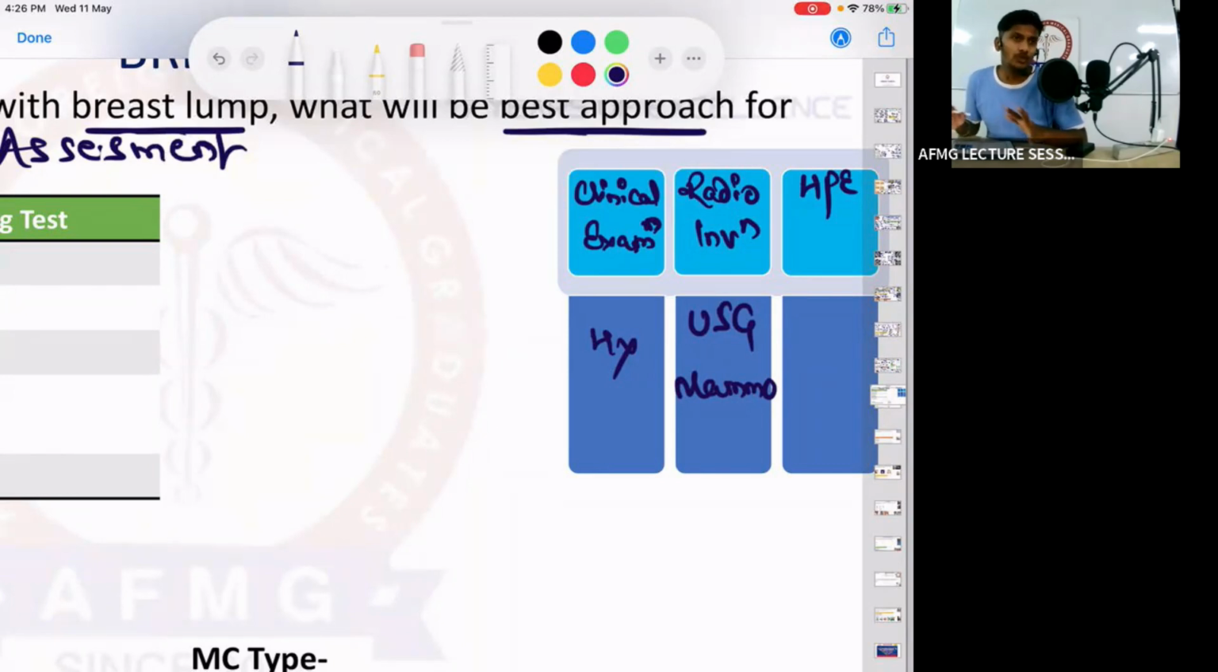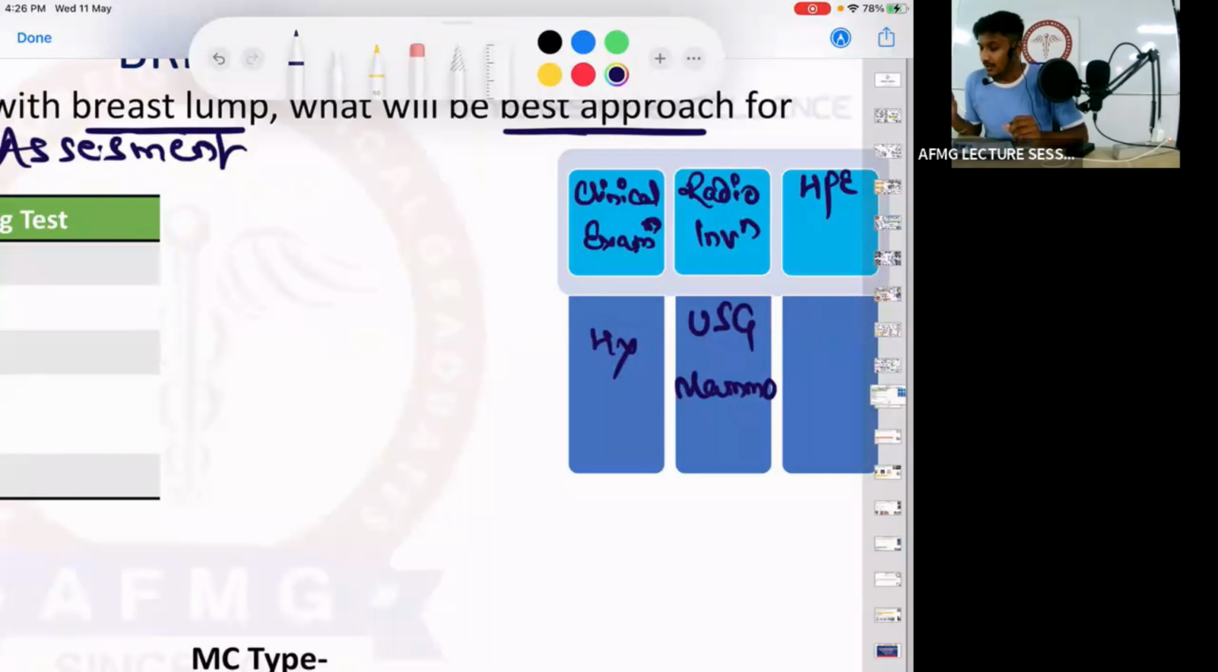Some books say less than 35, some say less than 40. Just remember 40, or you can remember 35. Previously, what I gave was less than 35 it was ultrasound, more than 35 it was mammography. But if the breast is dense till 40 years of age, then you will have to use ultrasound. So it is usually used for dense breast tissue.